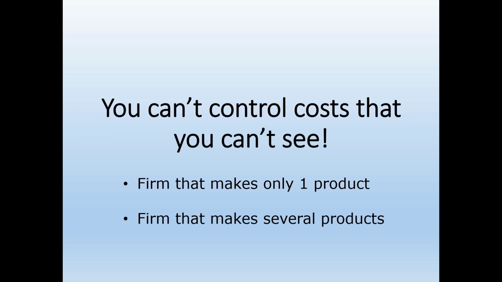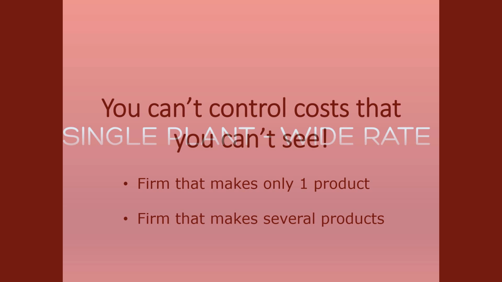But if a firm makes several different products, then the issue of the overhead allocation method becomes extremely important, because different products will absorb manufacturing overhead in different ways. So the overhead allocation method that a firm chooses may affect the firm's understanding of how much it costs to make each product.